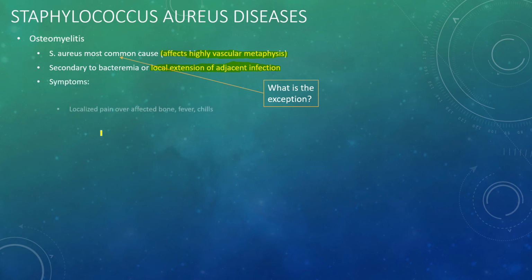So what are some symptoms of this? You have localized pain over the affected bone and systemic symptoms. The major finding is a localized pain. That's the key feature. You have pain over that bone with systemic symptoms. And if it's due to trauma or local extension, remember, it went from the surface all the way down to the bone, you get a draining sinus tract. You get purulent drainage from that sinus tract, from the inside tissues and bone, out to the surface.